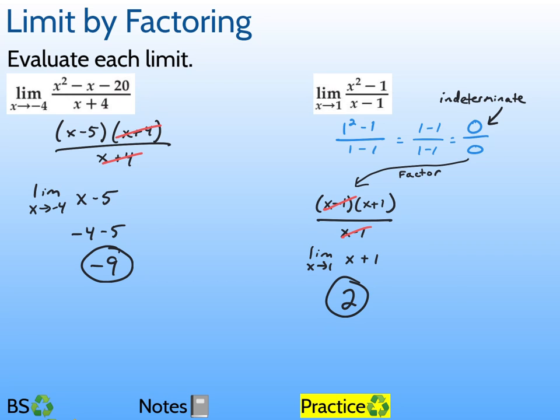So, if you substitute and you get 0 over 0, you should then try to factor whatever you can and cancel out enough things so that you won't get a 0 in the denominator the next time you substitute back in.